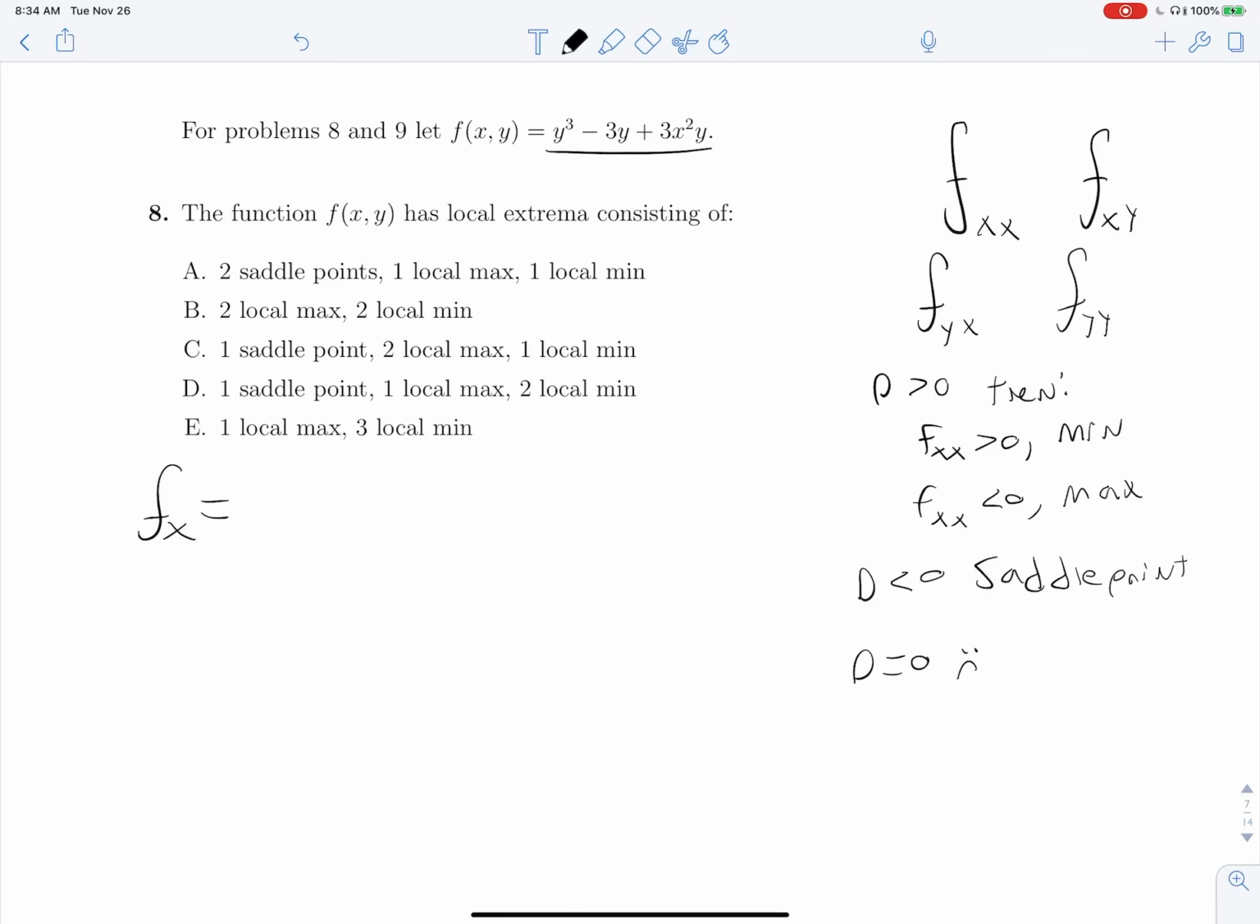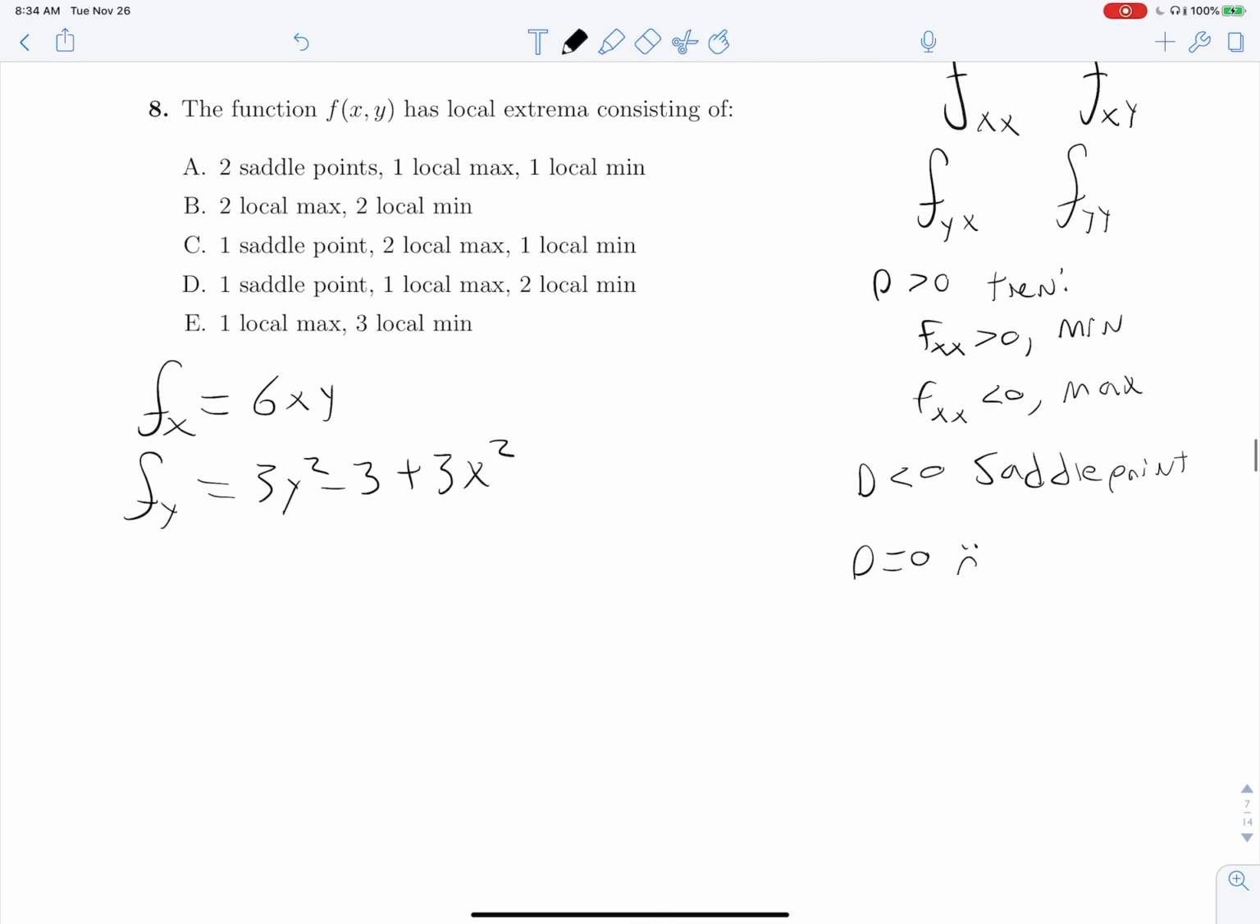So fx is going to be 6xy, and fy is going to be 3y squared minus 3 plus 3x squared. So we can make our matrix, but also we have to note that our local extrema will only exist where both of these guys are equal to 0. And we can get some hints from our answer choices. Every answer choice mentions 4 local extrema, and we see that in order for fx to be equal to 0, we would like for one of these values to be 0.